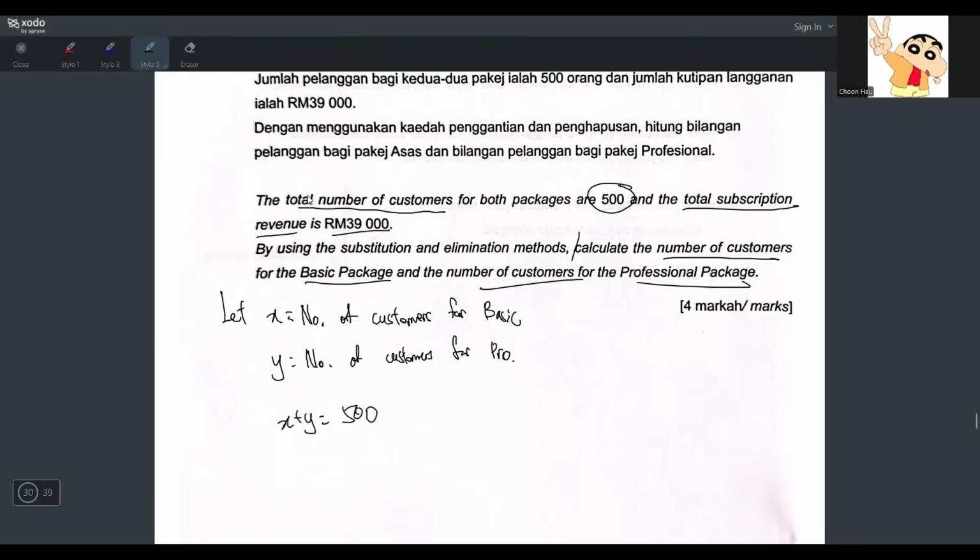says total subscription is 39,000. Okay, 39,000 is in RM. So you don't go and write X plus Y equals 39,000. No, wrong. 39,000 is RM. So you have to convert to RM first.